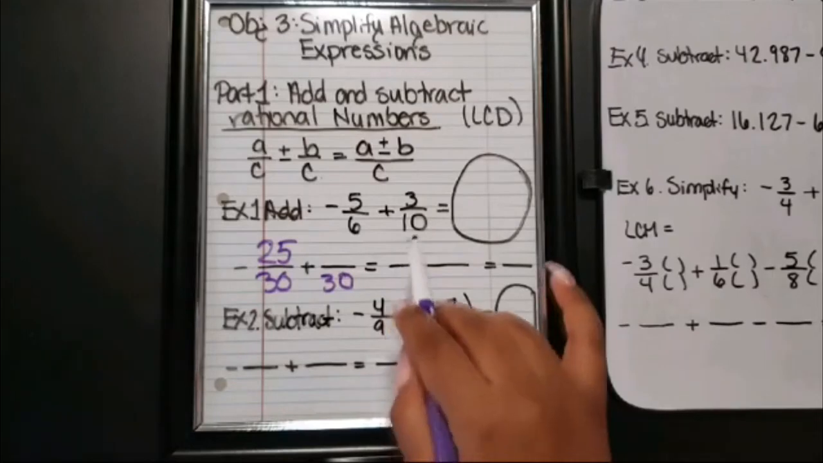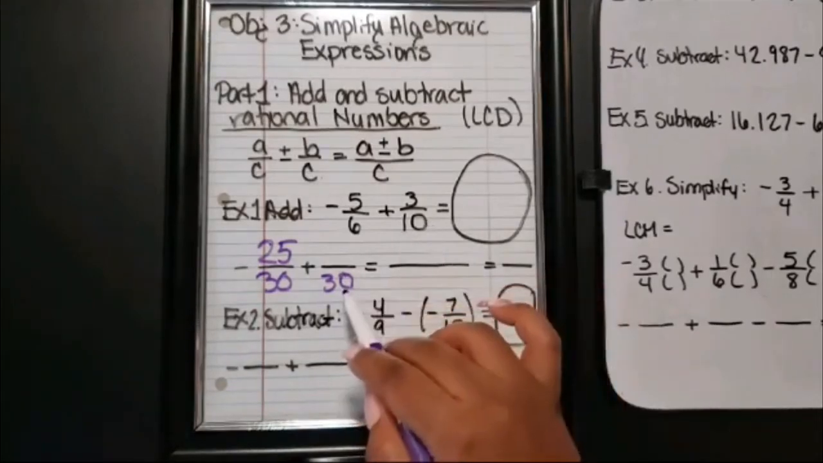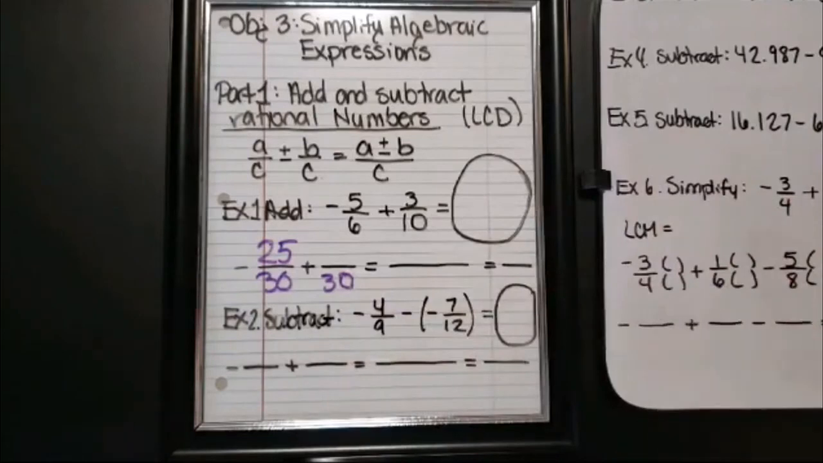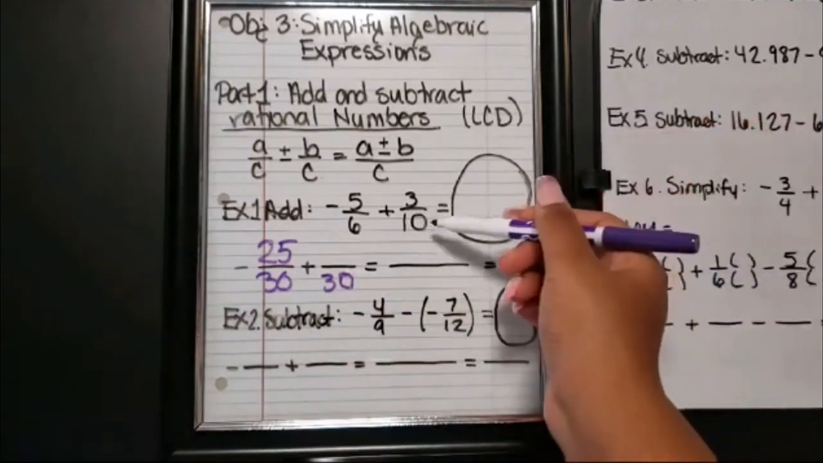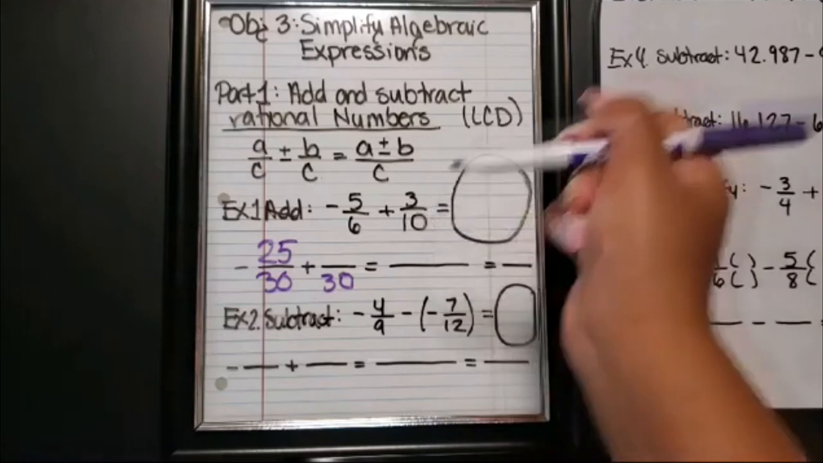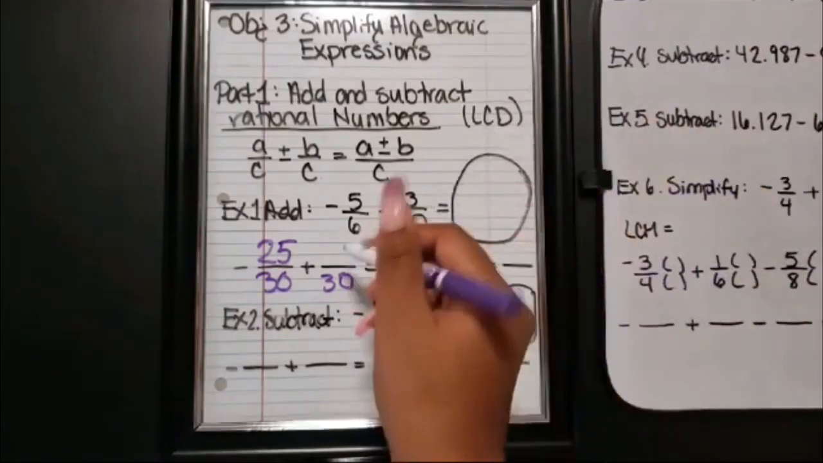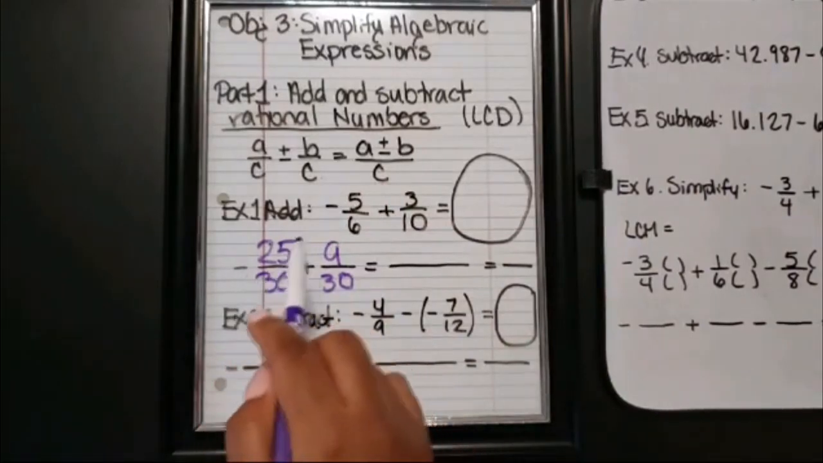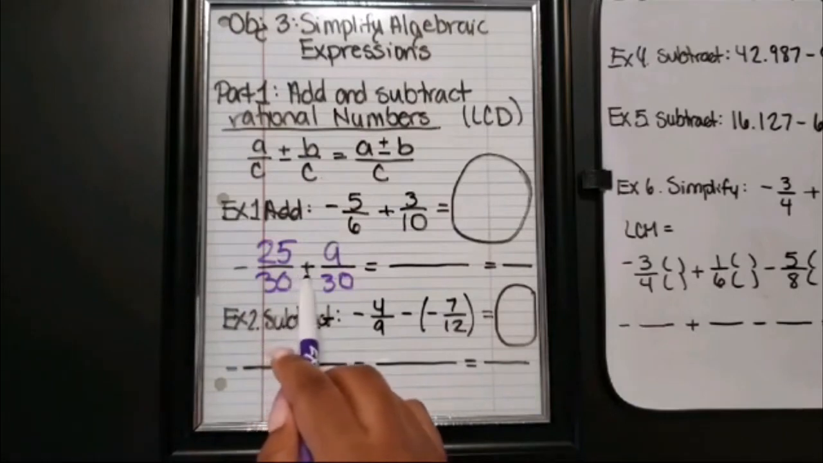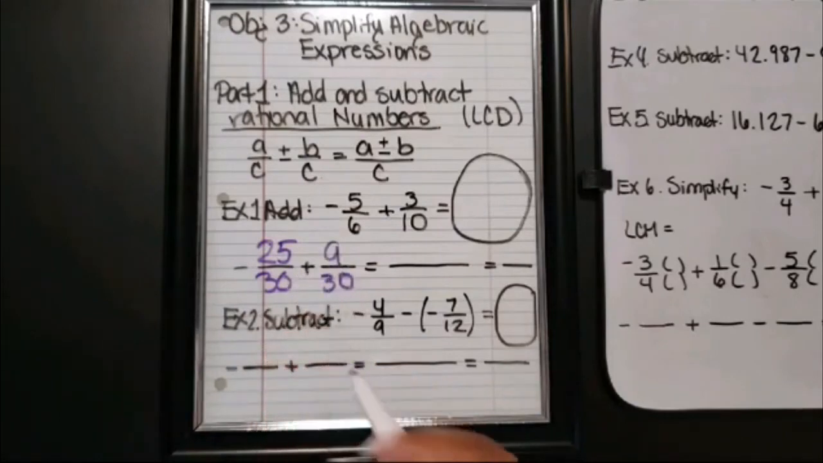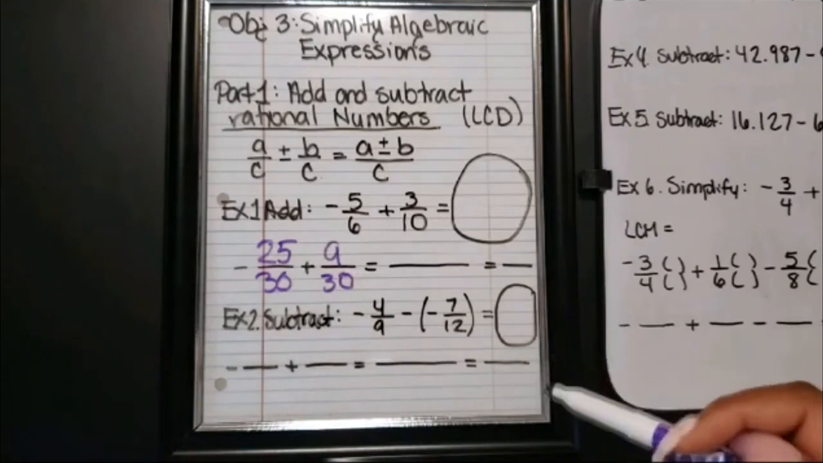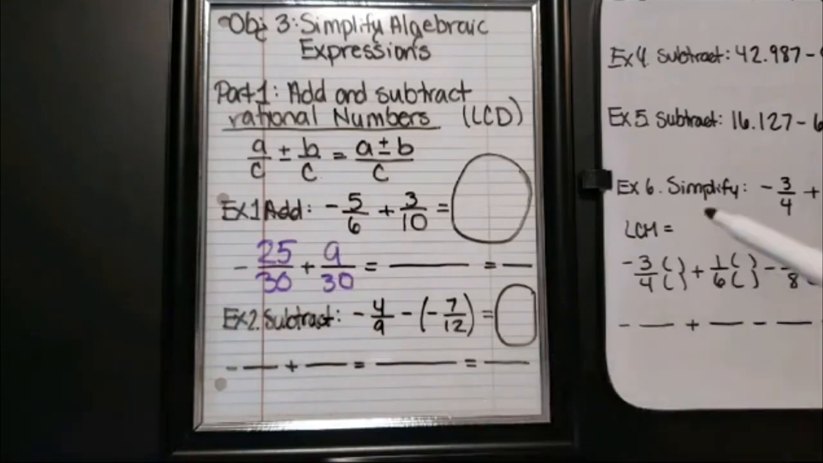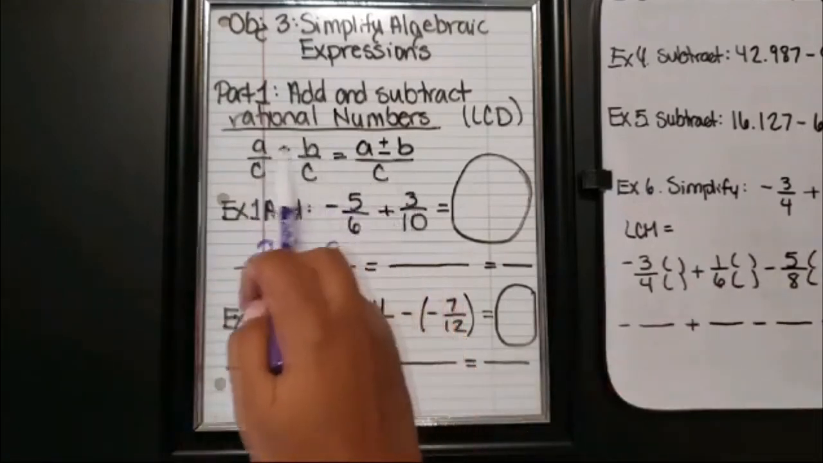So now we need to look at 10. To go from 10 to 30, we can multiply by 3. But we can't just multiply the bottom, we have to also multiply the top. So 3 times 3 will give us 9. All right, now we have negative 25 over 30 plus 9 over 30. Now we have that common denominator. We can add our fractions.